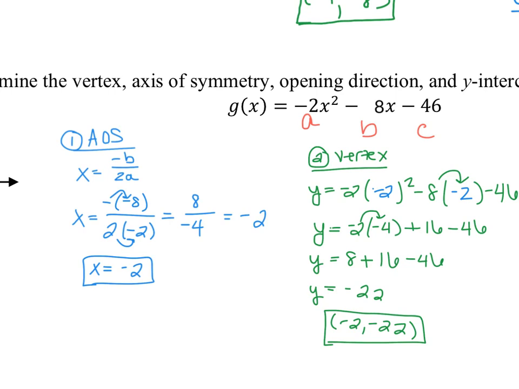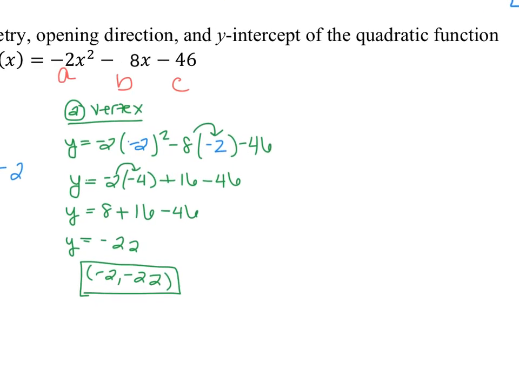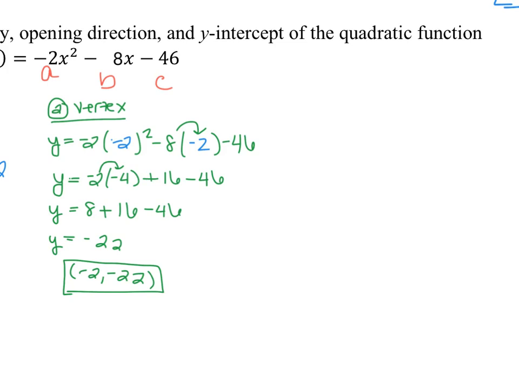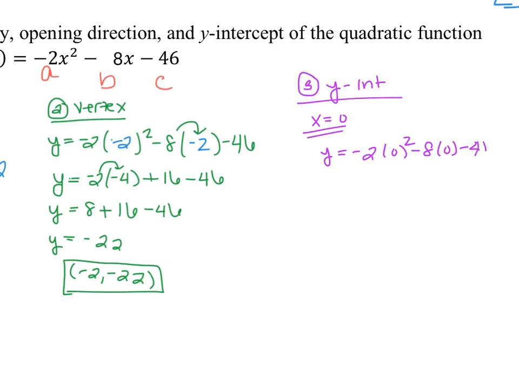Next thing it asked us to find was the opening direction and the y-intercept. It doesn't matter what order you actually find this in, so I'm going to do the y-intercept first. So the y-intercept for step 3, remember this means your x is always a 0. So we're going to substitute 0 wherever x is. So -2 times 0 squared minus 8 times 0 minus 46. So just like the last one, this first term ends up being a 0, the second term ends up being a 0, and all you have left is that c value of -46.